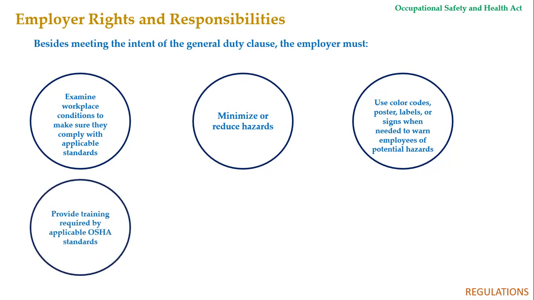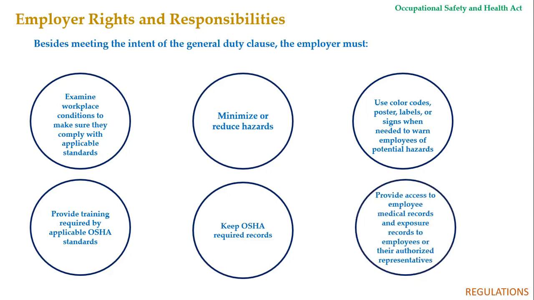The employer should provide training required by applicable OSHA standard. The employer should keep OSHA required records. And the employer should provide access to the employee medical records and exposure record to the employees or their authorized representatives.